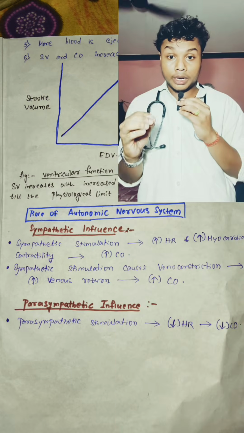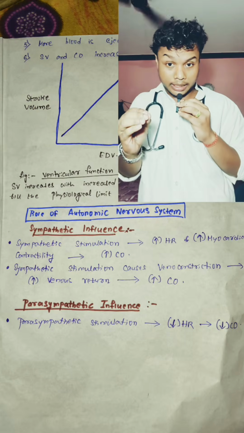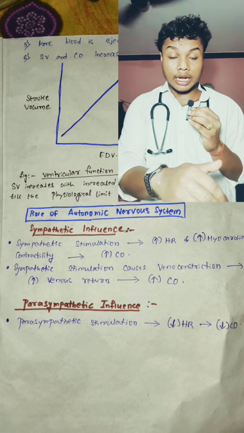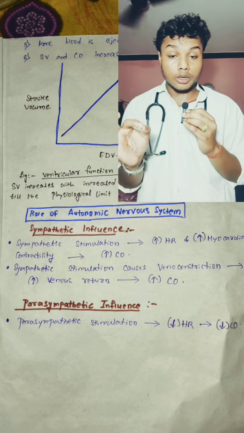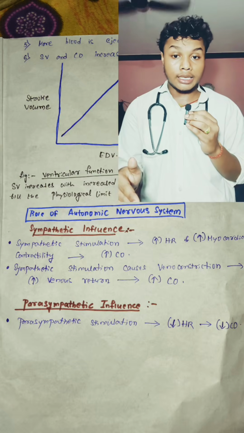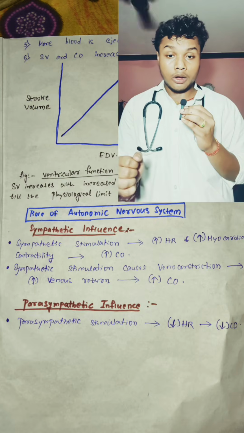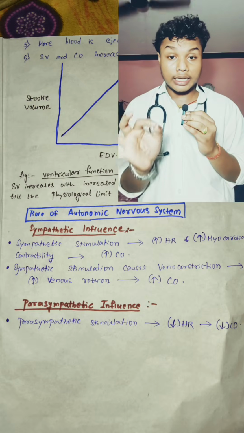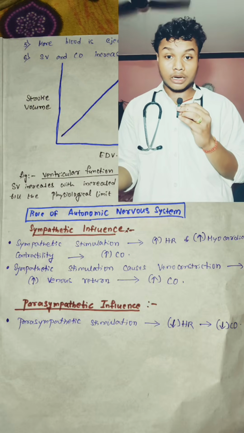Now, the role of autonomic nervous system in cardiac output. Role of sympathetic stimulation. Sympathetic stimulation increases the heart rate and myocardial contractility, which in turn increases the cardiac output. Sympathetic stimulation also causes vasoconstriction, which increases venous return and in turn increases the cardiac output. Now, what is the role of parasympathetic stimulation? Parasympathetic stimulation inhibits the heart rate, which in turn decreases the cardiac output. So, this is a brief revision of cardiac output.